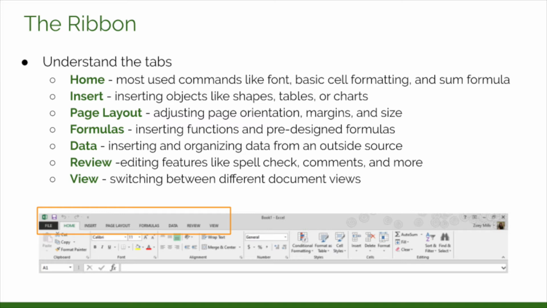Much like Word, Excel has the ribbon, which has different tabs with different functions. And I wanted to highlight the major tabs and what is contained within each tab. So first and foremost is the Home tab, which is always open as you open the document. This will have the most used commands like editing font, basic cell formatting, and the sum formula shortcut. The Insert tab will have options to insert objects like shapes, tables, or charts. The Page Layout tab will allow you to adjust page orientation, adjust margins, and adjust the page size.